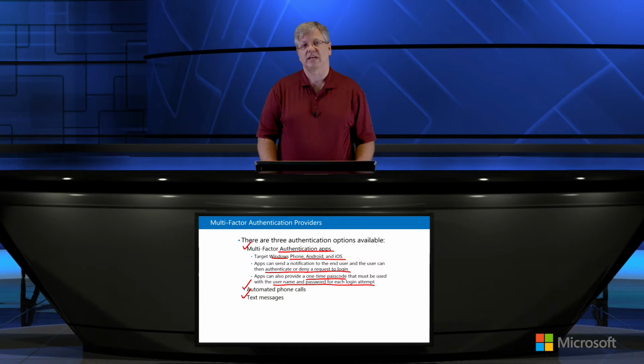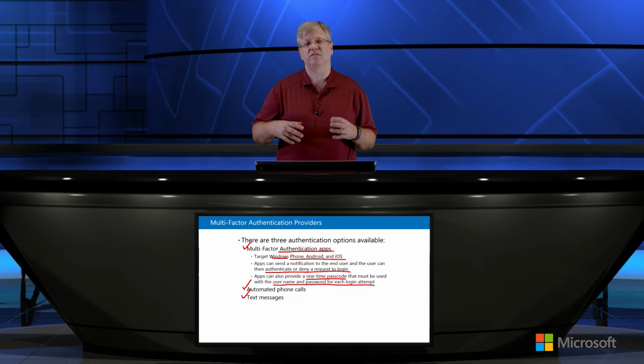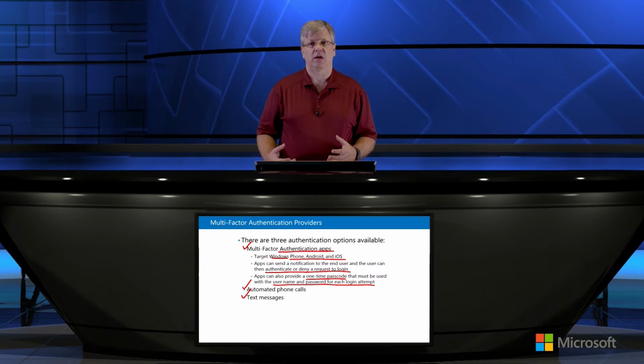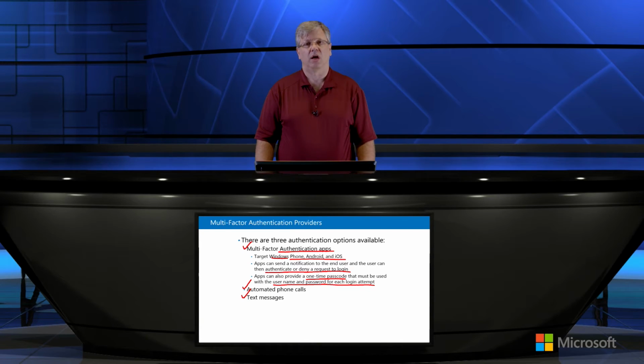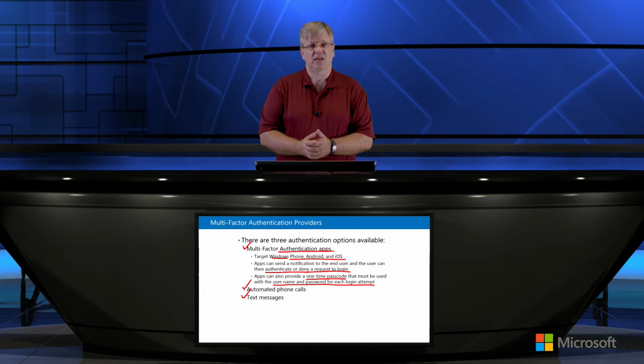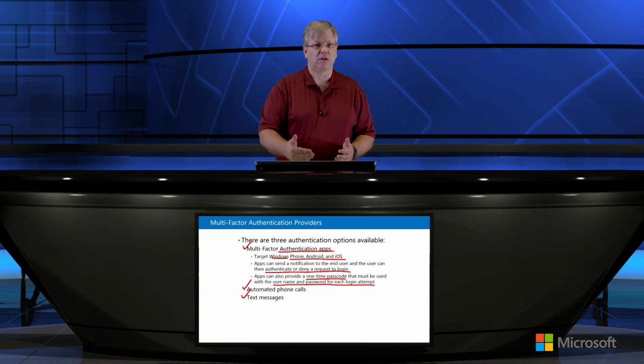The other alternative is text messages. The system can send you a text message, and it's going to have a code, and you're going to be prompted to put that code in. The idea being that if somebody gets your username and password, hopefully they don't also have your cell phone at the same time, or they're not at your place of residence or business, whatever you have as your telephone number.